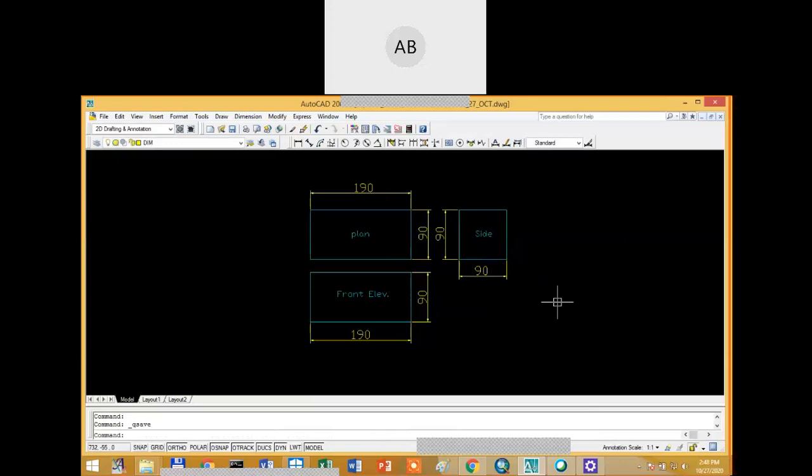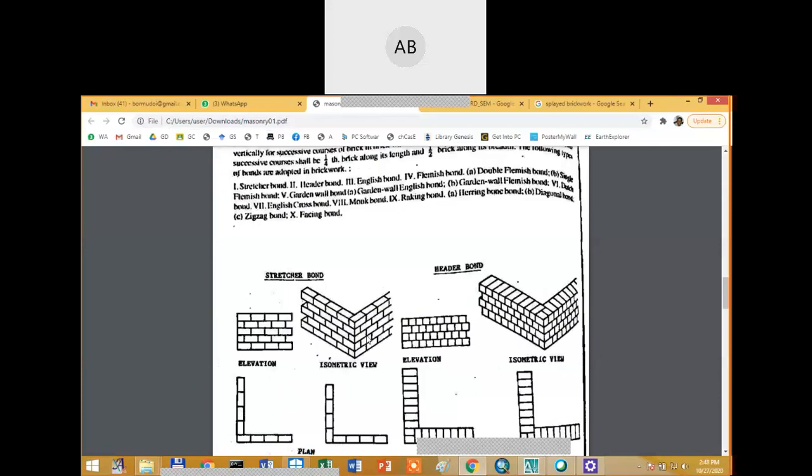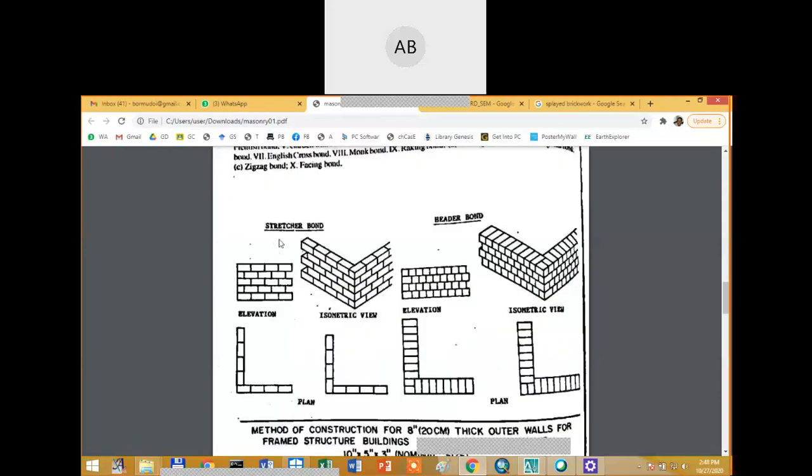Okay? Now, please make the arrangement in order to draw this header bond and the stretcher bond. First, draw the stretcher bond. This one. So how many rows? 1, 2, 3, 4, 5. 5 rows. Okay. This is the plan. Remember, you have to plan like this, and then this is the elevation.